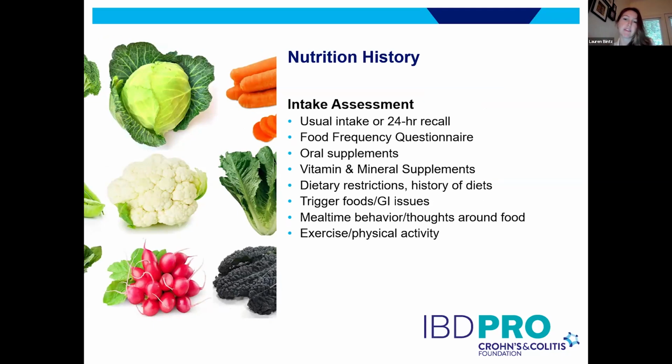Or if that's not giving me the information I need, I'll ask patients what they ate the day before, if they remember. I also do a food frequency questionnaire, which asks, how many servings of fruit do you think you have per day on average, vegetables, etc. I ask about any oral supplements, nutritional shakes, any vitamins, minerals they're taking, any restrictions they have, any history of therapeutic diets they've been on or tried, any trigger foods, any GI issues or complaints, their thoughts around eating, and their exercise habits as well.